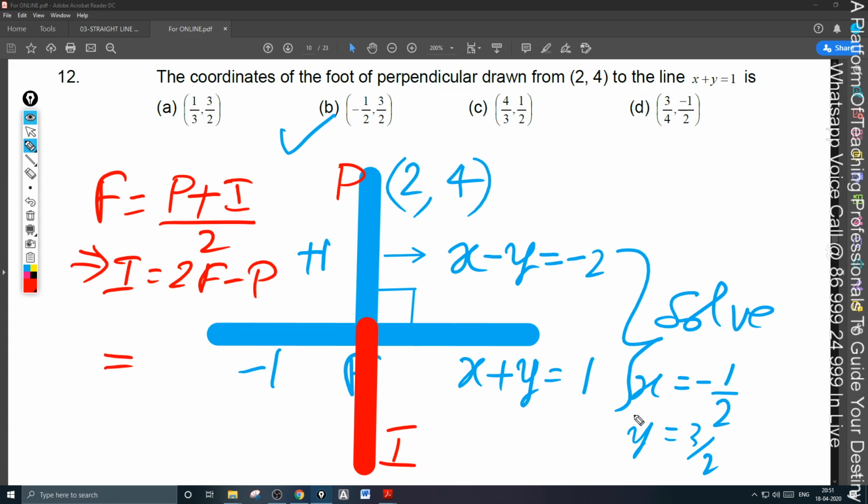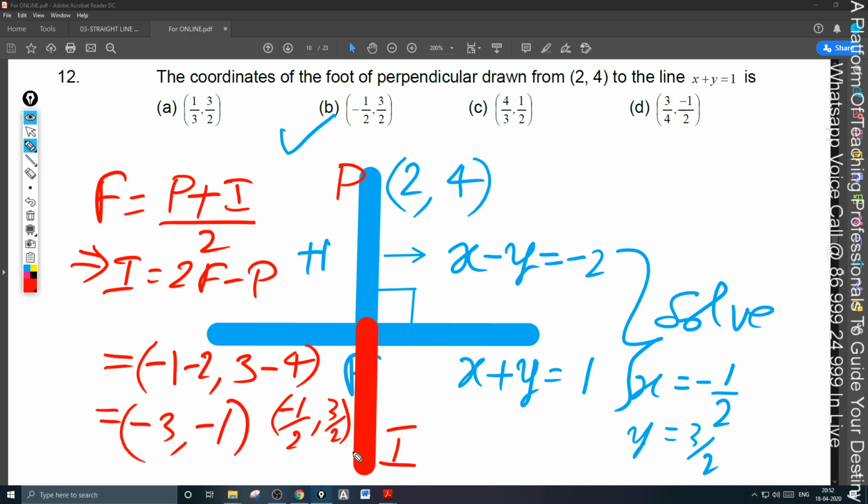What is F you have got? This is F please. What is F here? Minus 1 by 2 comma 3 by 2. Twice of this, minus 1, minus P, minus 2. Twice of F, that is 2 into 3 by 2, 3, minus P, minus 4. What is it? Minus 3, minus 1 is the image. So the image is this, and the foot is that.